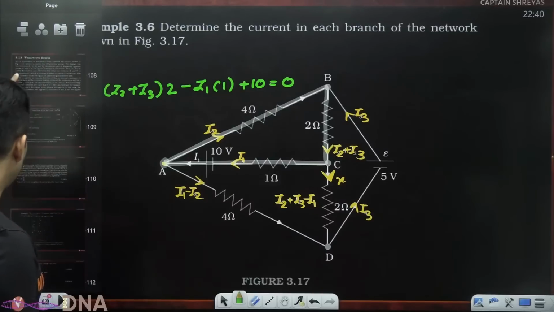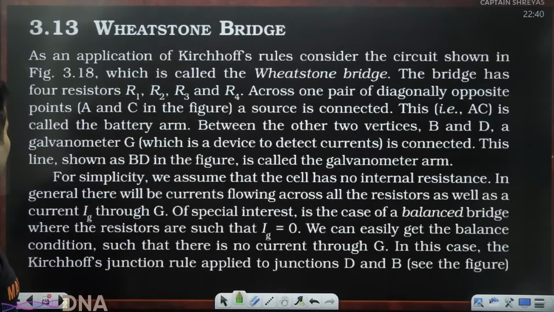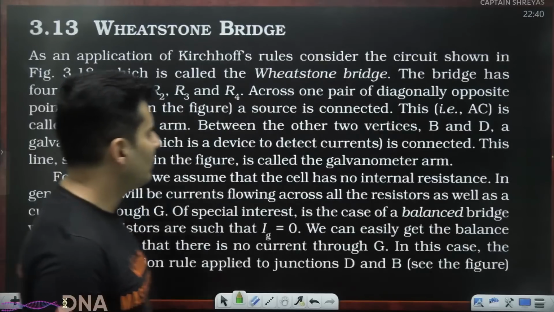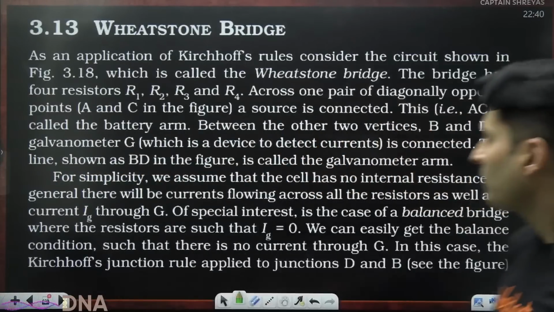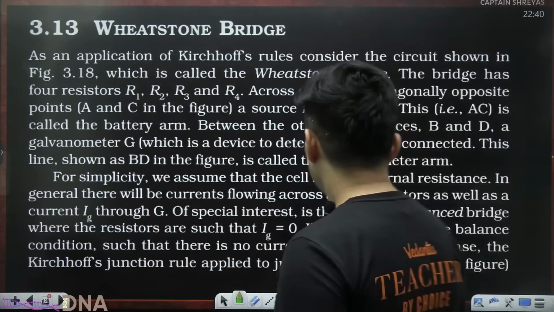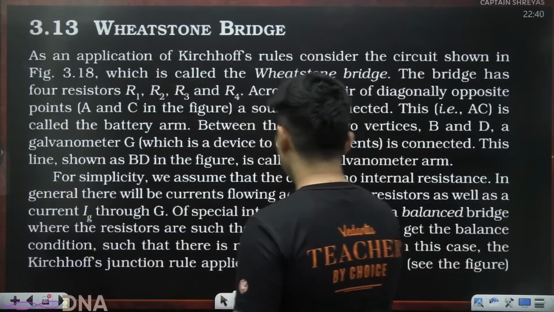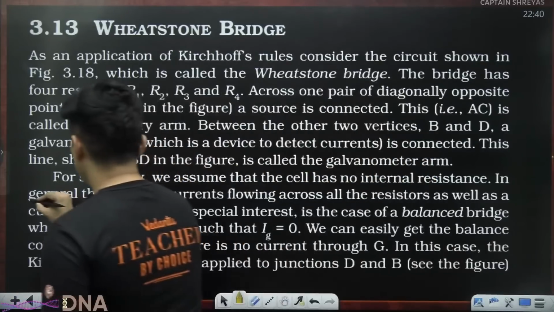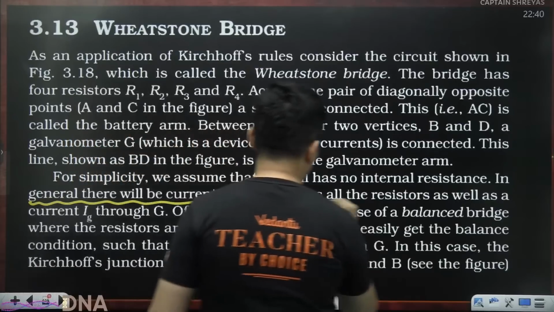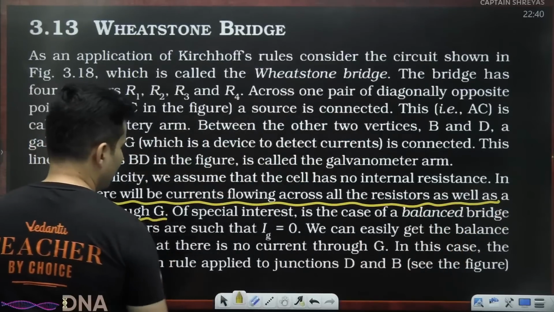Okay. So now we are coming to the last part of this, which is basically the Wheatstone's bridge. It is an application of Kirchhoff's law as shown in the circuit. And they say if you have resistors, etc., then that is called a Wheatstone's bridge. There is a galvanometer, and in general, there will be currents flowing across all the resistors as well as the current through the galvanometer.